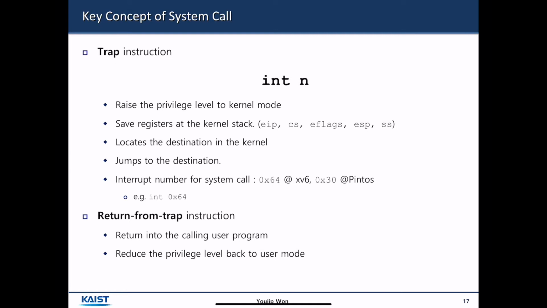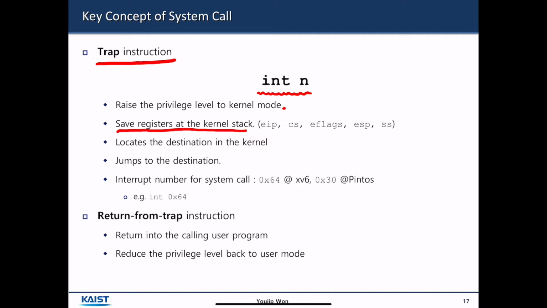Now let me explain the most important instruction called int. So this is a trap instruction. The role of the trap instruction is first to raise the privilege level to the kernel mode, and then save the registers at the kernel stack, and then, looking at the interrupt descriptor table, locate the destination function it needs to jump to in the kernel, and it jumps to the destination.